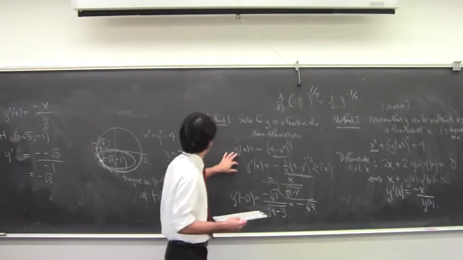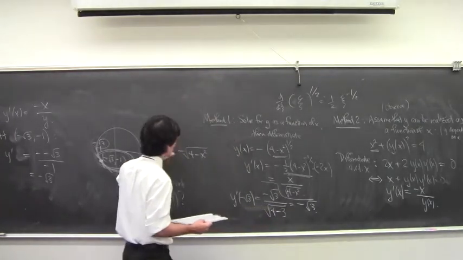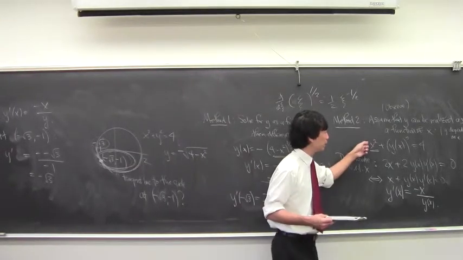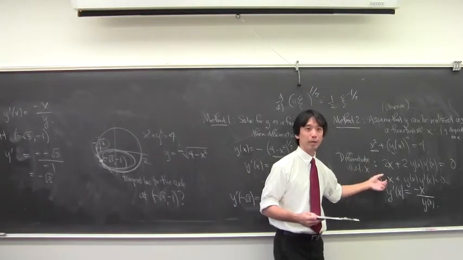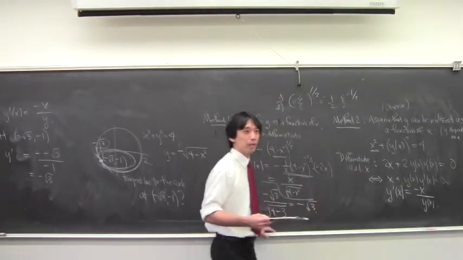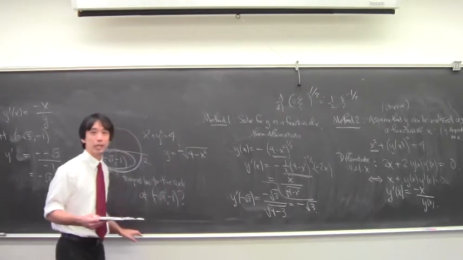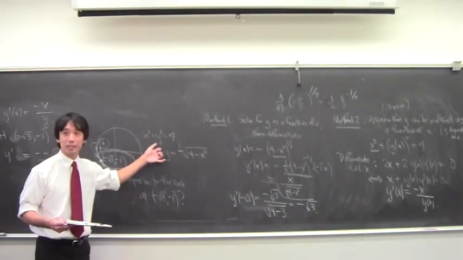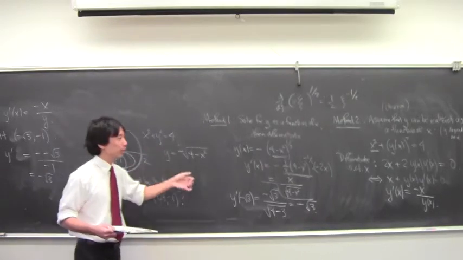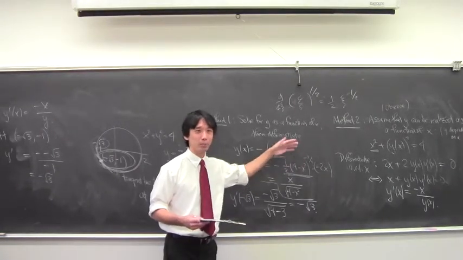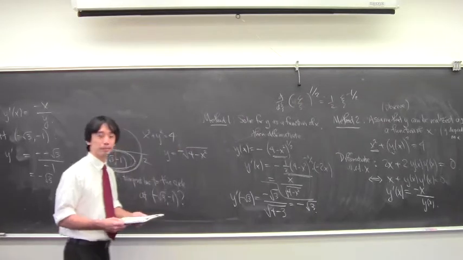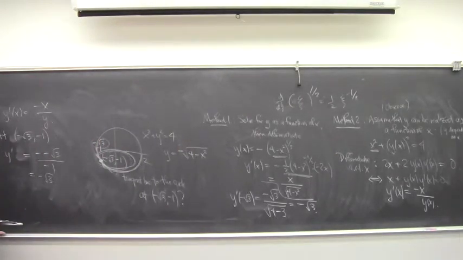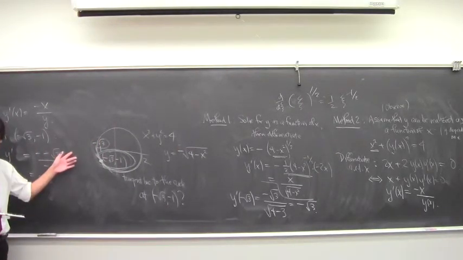You don't have to take the square roots and stuff. You just start from the equation, differentiate it, and then solve for y prime. Okay? And that's called implicit differentiation. So you don't create a function and then differentiate that function. You just differentiate the whole thing and then solve for y prime.